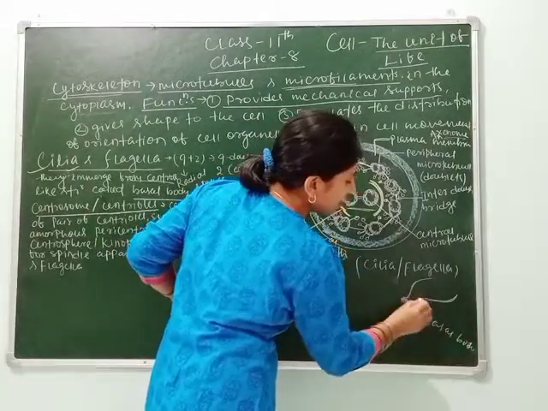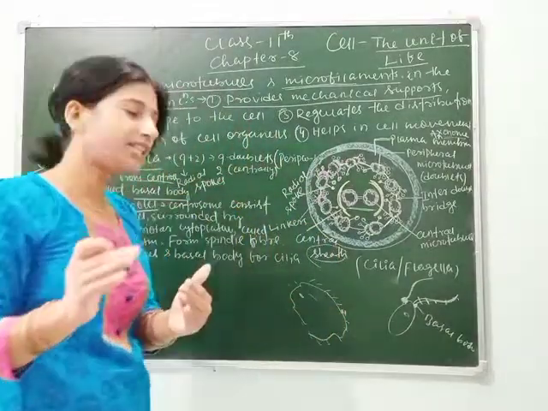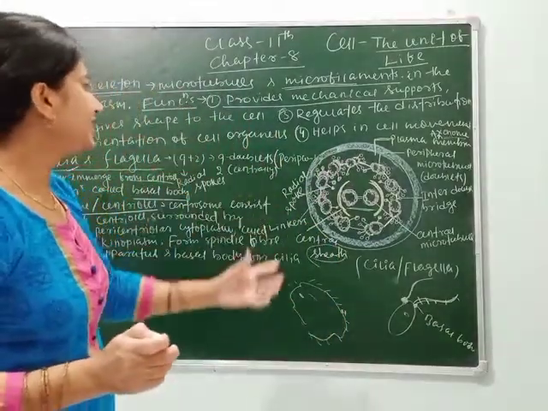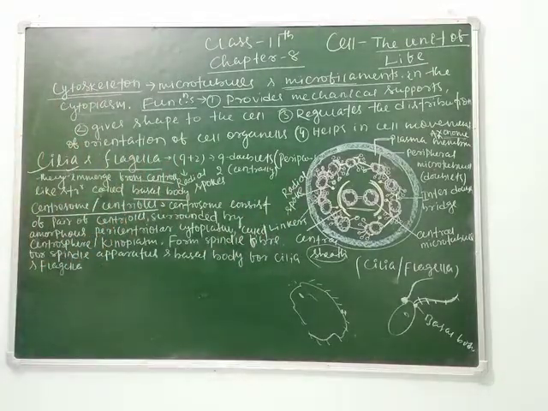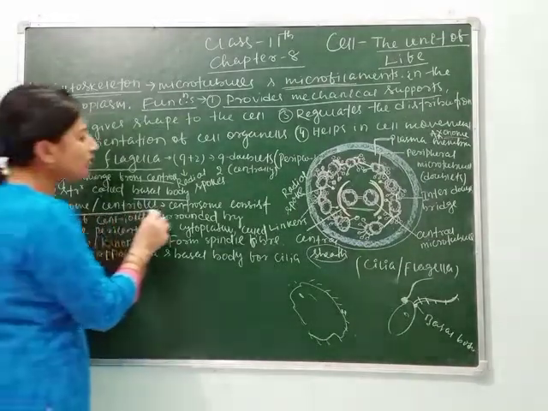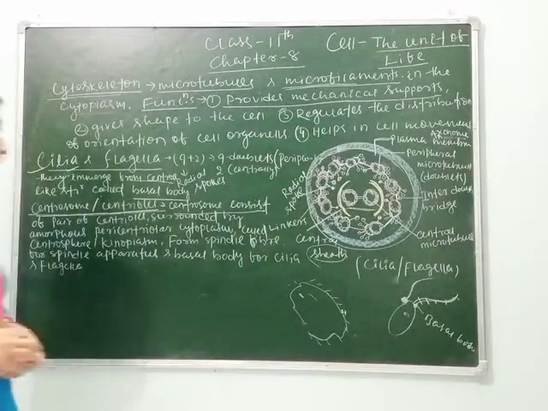So if we cut the flagella or cilia in cross section, we can see the arrangement of these tubules in a ring-like structure. Is that clear, students? So the next topic is centrosome or centriole. What is centrosome and centriole?